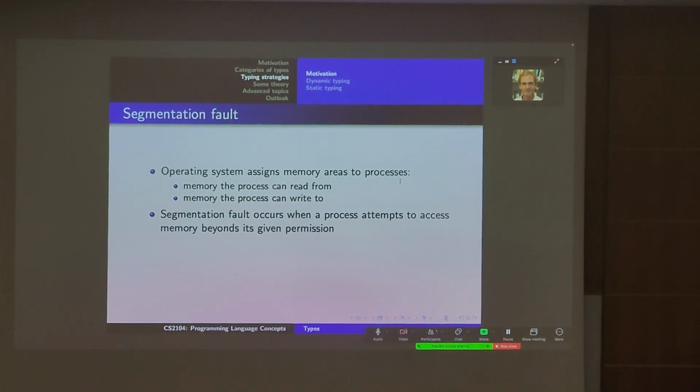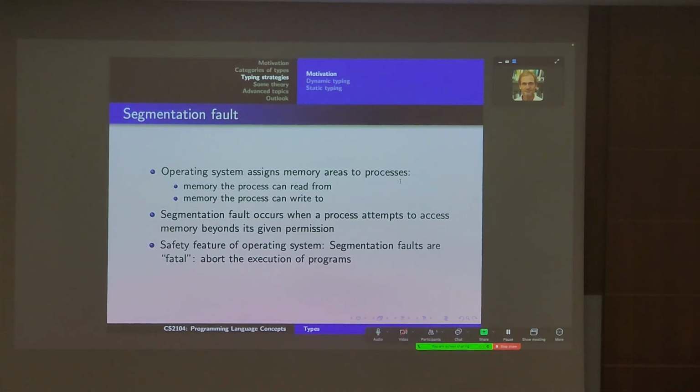So a segmentation fault occurs when the process attempts to access memory beyond its given permission. And it's a safety feature of operating systems. Segmentation faults are fatal. That means they eliminate these bad programs from the pool of processes. So that's one way of using type information at runtime to protect the system.